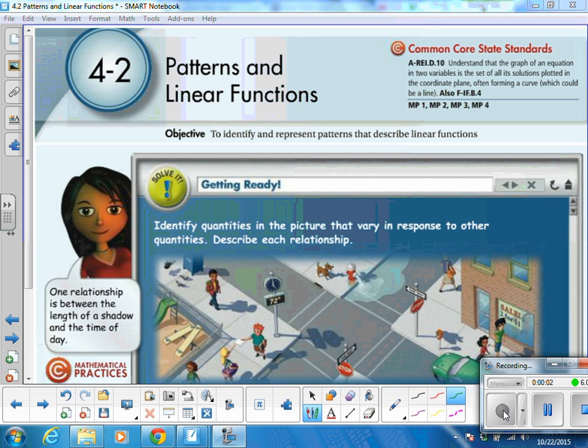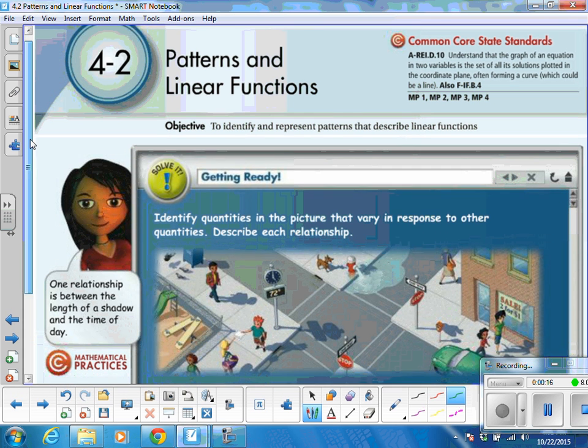All right, let's continue to look at functions. We're going to look at patterns and specifically linear functions for this lesson. Our objective today is to identify and represent patterns that describe linear functions, specifically that kind.